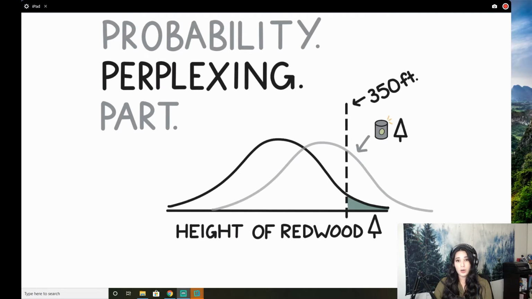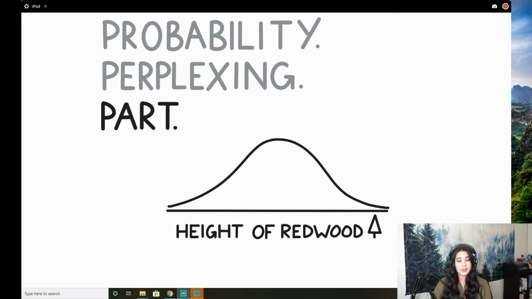In fact, it's so unlikely that we're going to act as if our fertilizer does have an effect on the height of redwood trees. In statistical terms, we often call this statistically significant. But even when things are statistically significant, that's not always the whole story. P-values are just a part of the bigger picture here.